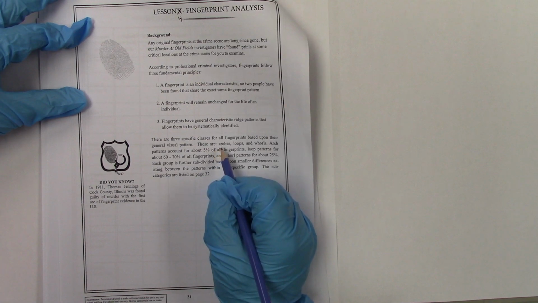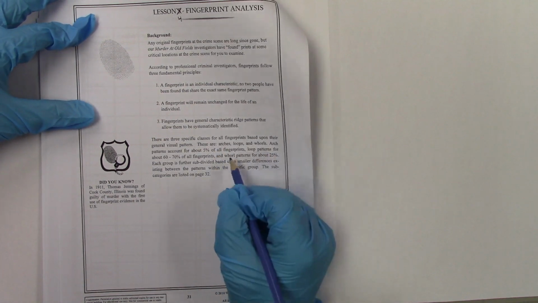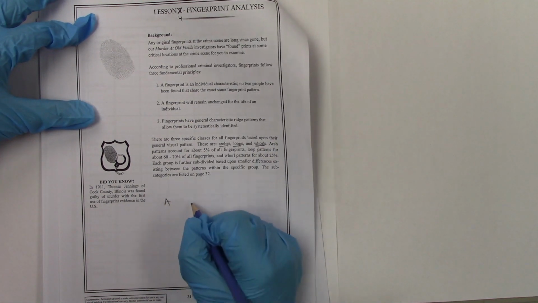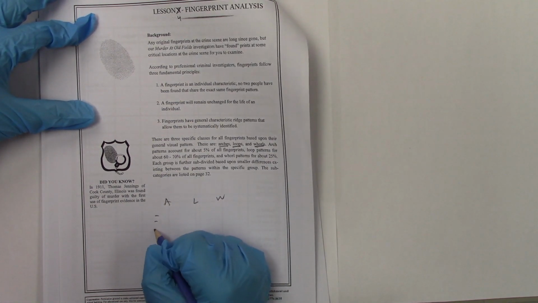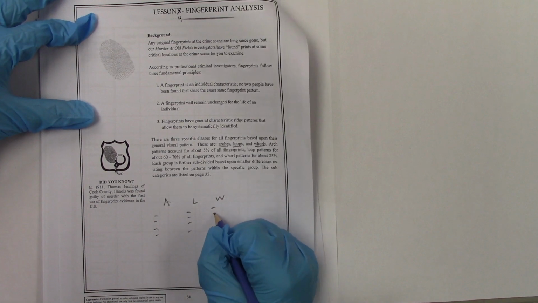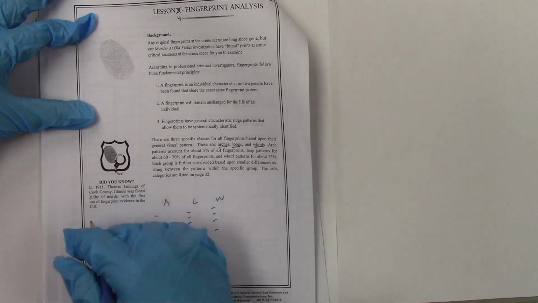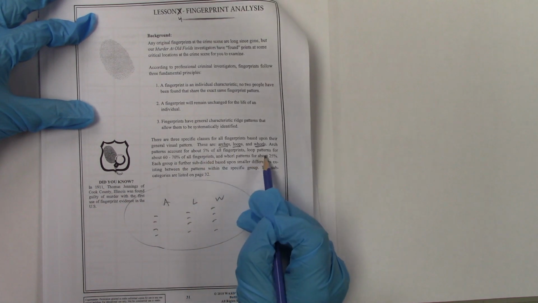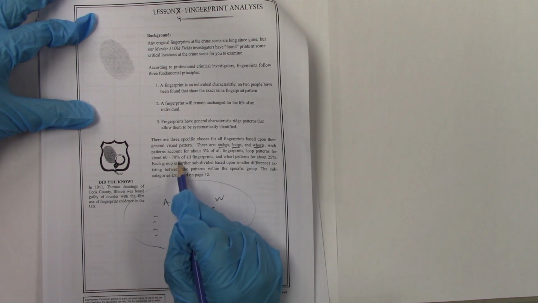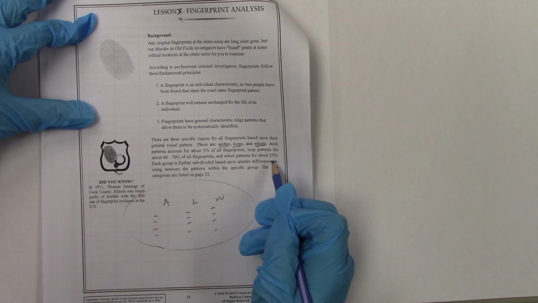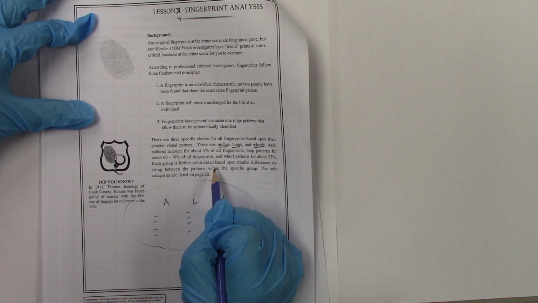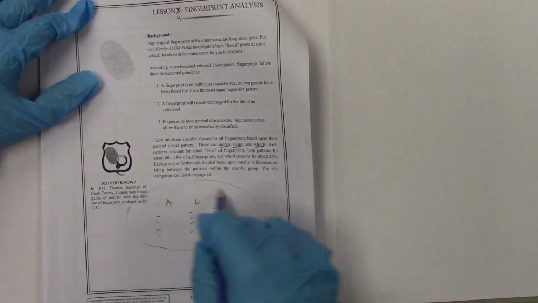There are 3 types of fingerprints based on their general visual pattern. They are arches, loops, and whorls. So you're going to have arches, loops, and whorls, and subdivisions of those that you will study. This is the core of the lesson. Arches are about 5% of fingerprints, loops are about 60 to 70% of all fingerprint types, and whorls are about 25% of all fingerprint types. Each group is further subdivided based on smaller differences, and we're going to get into those smaller differences.